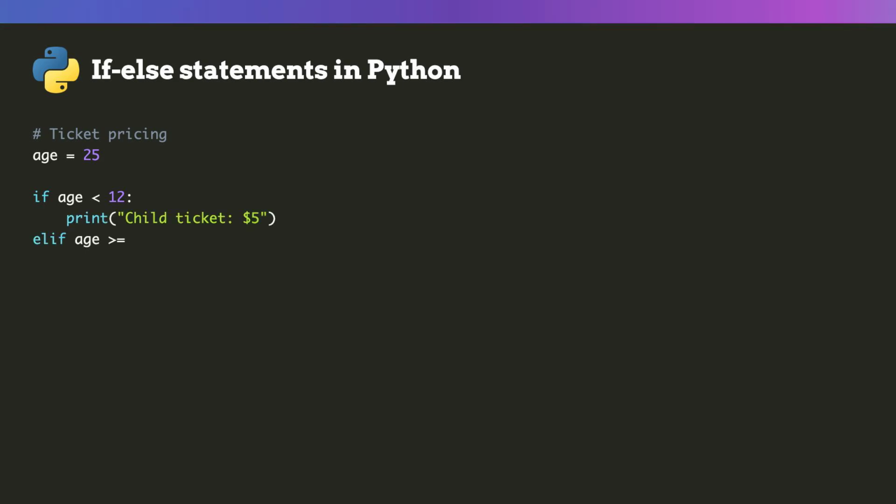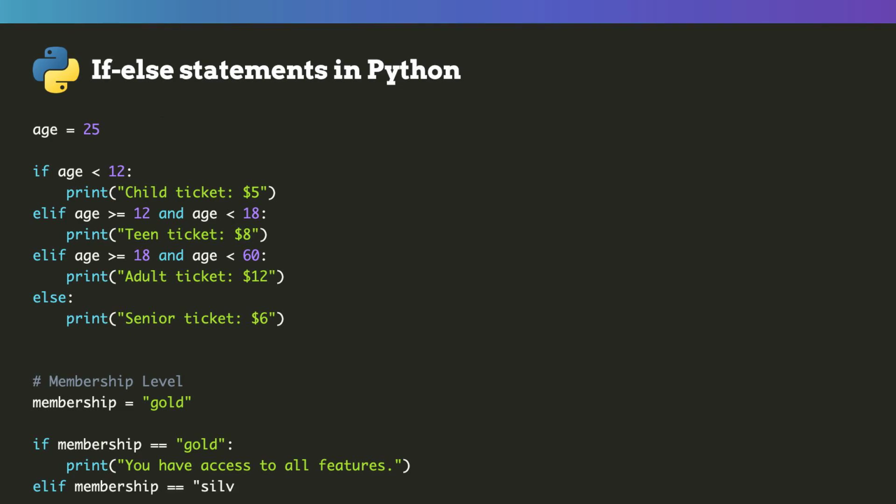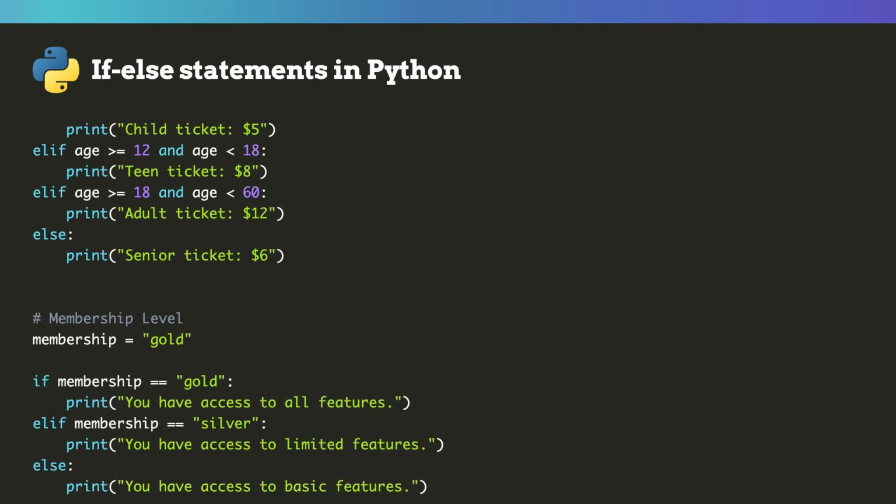These control structures are fundamental for decision-making in Python and programming in general. You can use them to control the flow of your programs and make them dynamic and responsive.